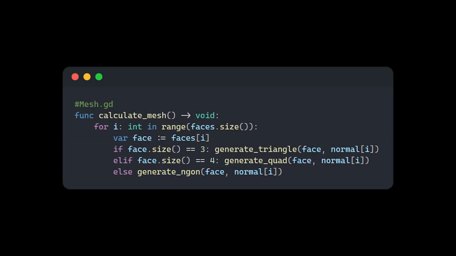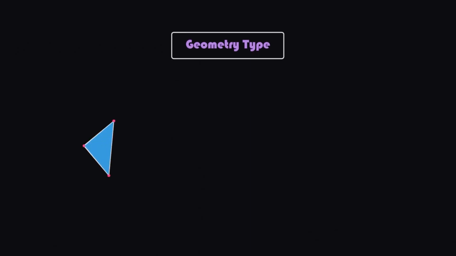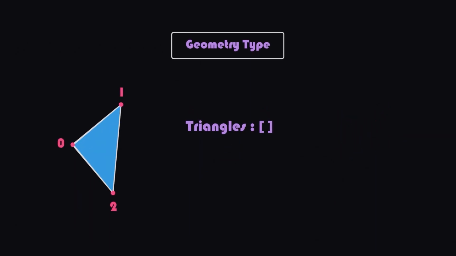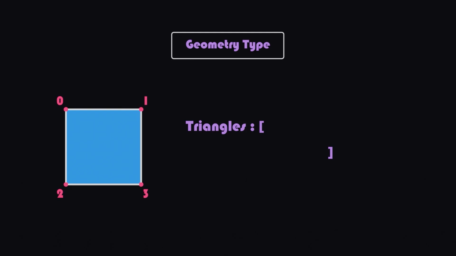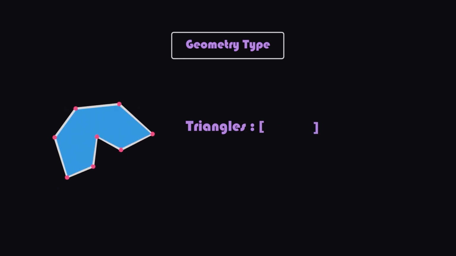To handle this, I created a function called CalculateMesh. This function loops through every face and determines what kind of geometry it is: triangle, quad, or Ngon. If the geometry is already a triangle, we simply ensure the vertex order is clockwise based on face normal. If it's a quad, we split it into 2 triangles. First, we take the first 3 vertices as a triangle, then we form another triangle using the remaining vertex and its neighbor. But Ngon is where things get interesting.